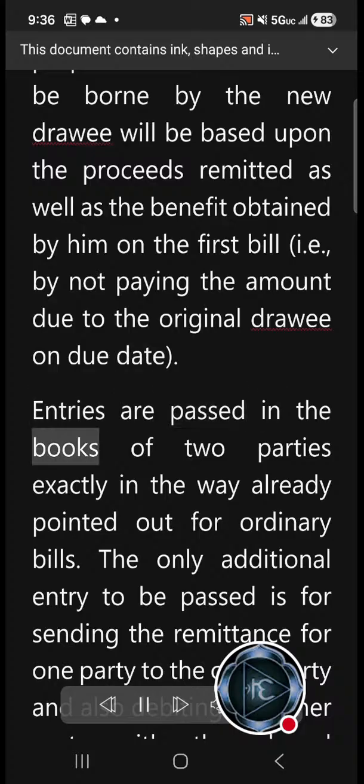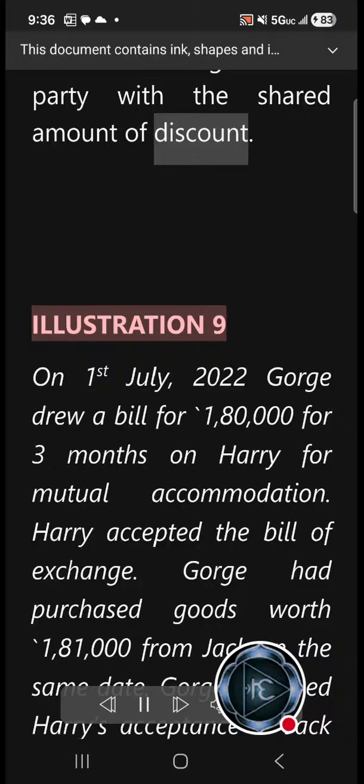Entries are passed in the books of the two parties exactly in the way already pointed out for ordinary bills. The only additional entry to be passed is for sending the remittance from one party to the other party and also debiting the other party with the shared amount of discount.